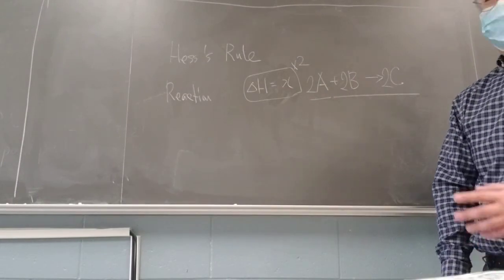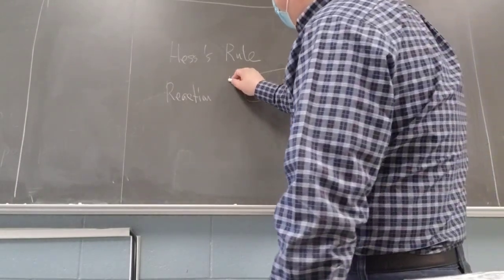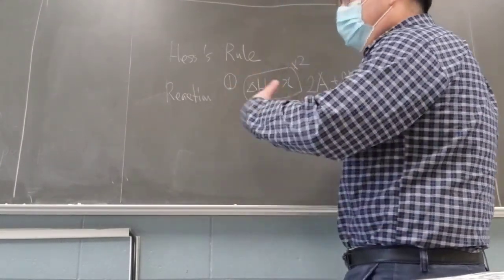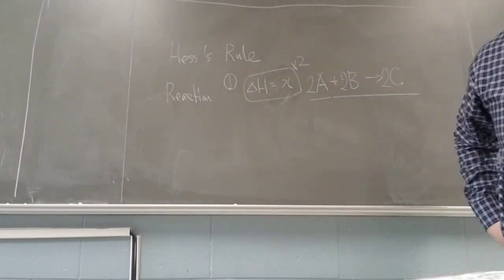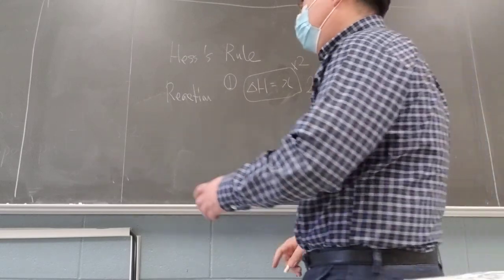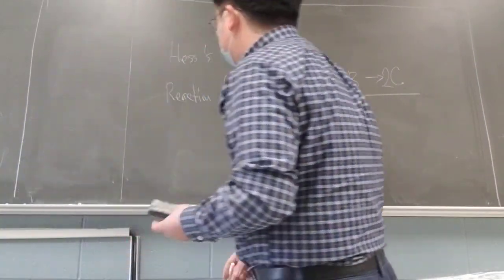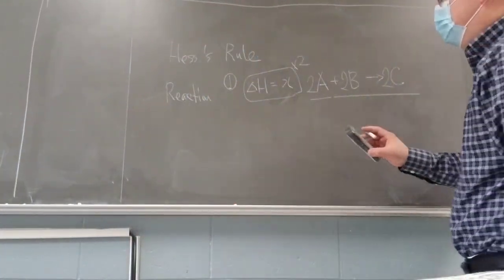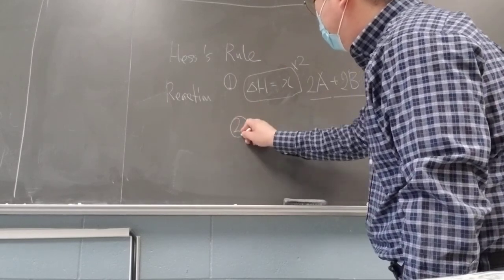Okay. So this is the first rule I want you to remember before we head into the actual problem of Hess's law. So just make sure the multiplication is possible for both sides of the equation and also for the enthalpy change.